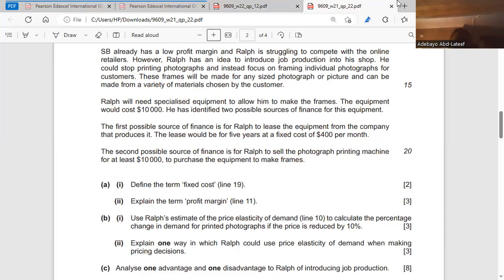Two things are going to happen here. With leasing agreements, Ralph would not need to sell his printing machine. That means he will continue to make printings for the photographs and at the same time make frames for them. Clear. Those are two things he's going to be able to do at a time. That is an advantage. So the third point is that it is going to be for 5 years. So that means he's going to pay a certain amount of money for the next 5 years, which means he's going to be able to use this equipment for as long as possible. And it's going to be consistent in his operation, which is good. It could increase his customer base and revenue.